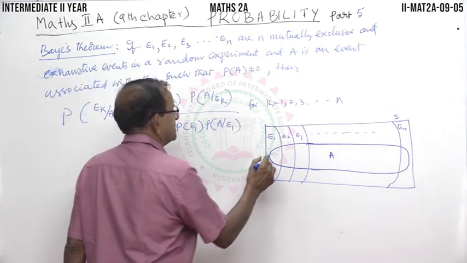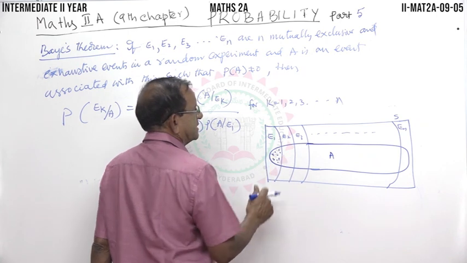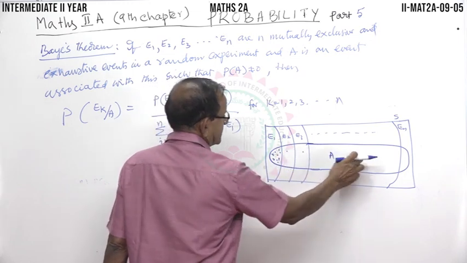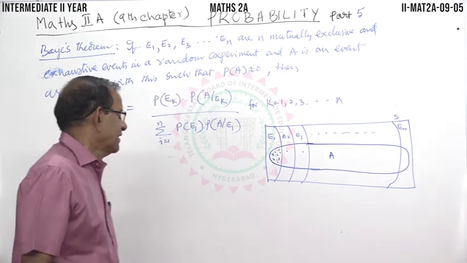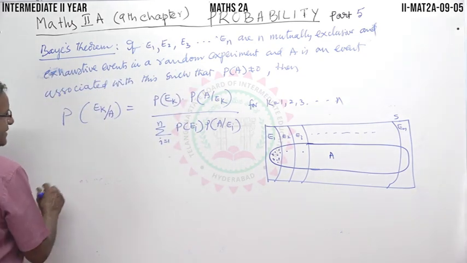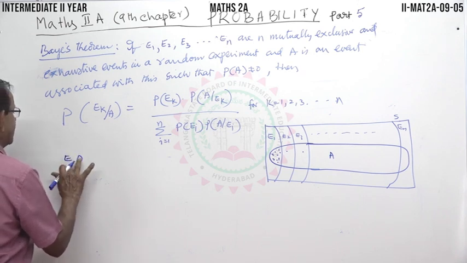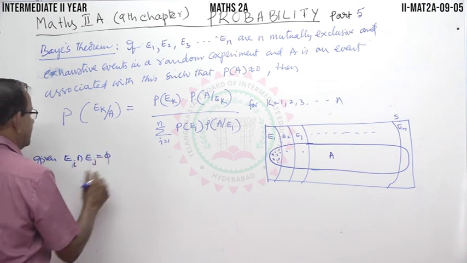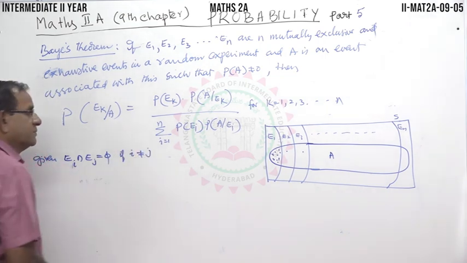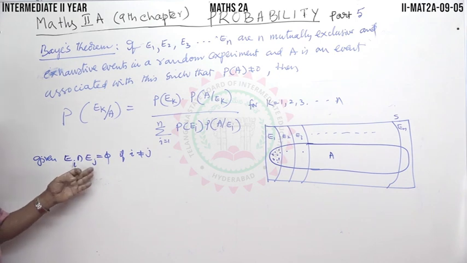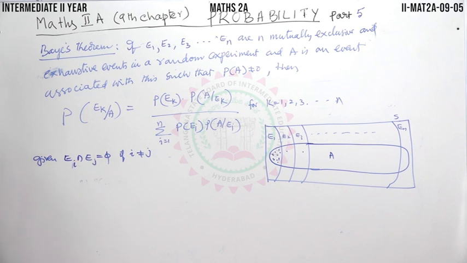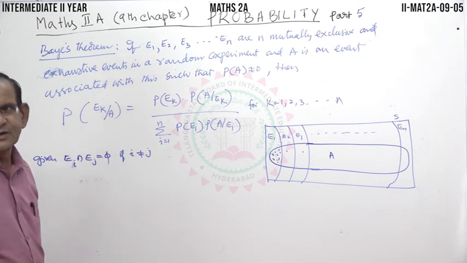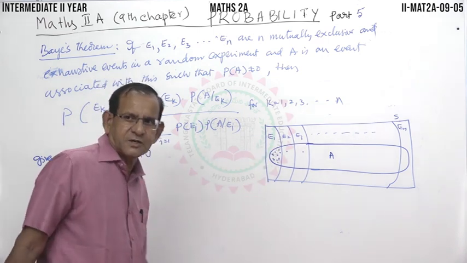Now, what is this part? This is E1 intersection A. This is A intersection E2. The last one is A intersection En. Now here, Ei intersection Ej is equal to phi if i is not equal to j. What is the meaning of this? If i is not equal to j, it may be E1, this may be E2, no intersection. It is a null set. Similarly, E2, E3, E4, E5, all are mutually exclusive. No common sample points are there for any two events.